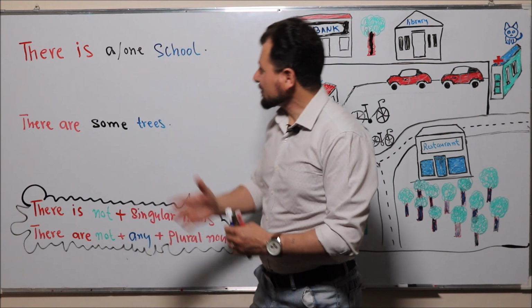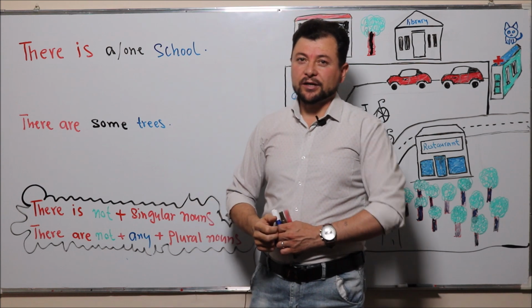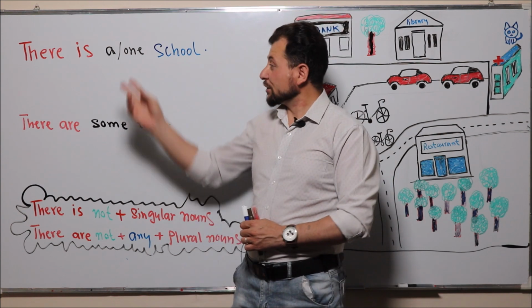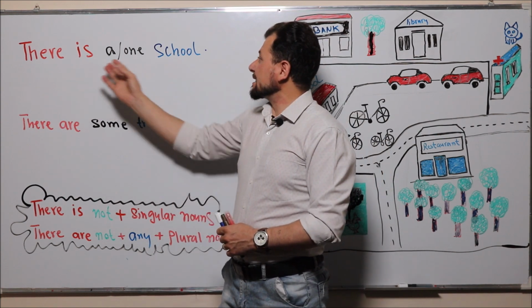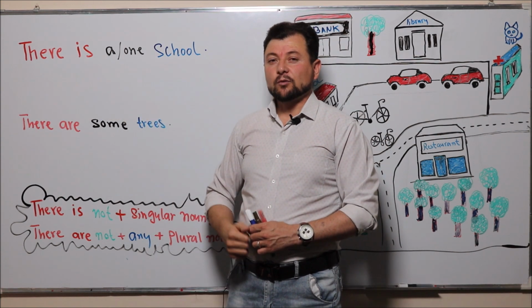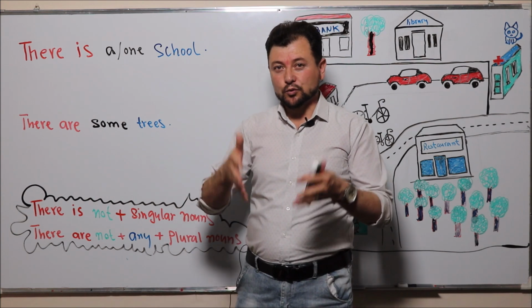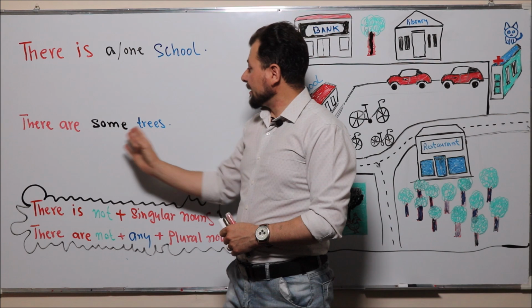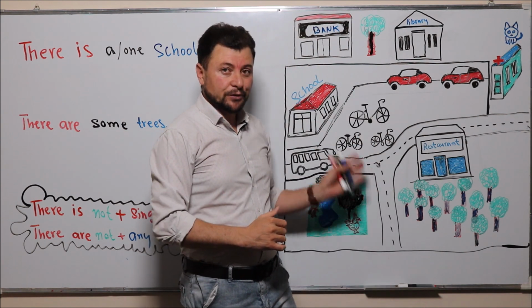Now let's look at these two sentences. For example, when I say there is a school, it means a school exists. There are some trees, some trees exist, in this picture.